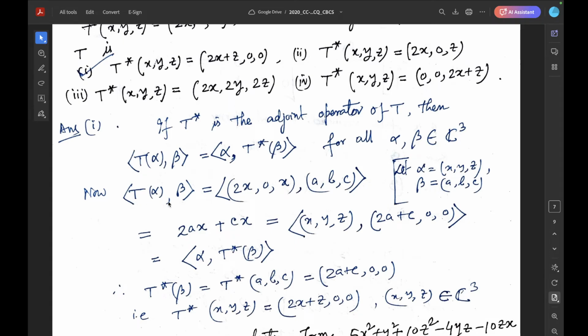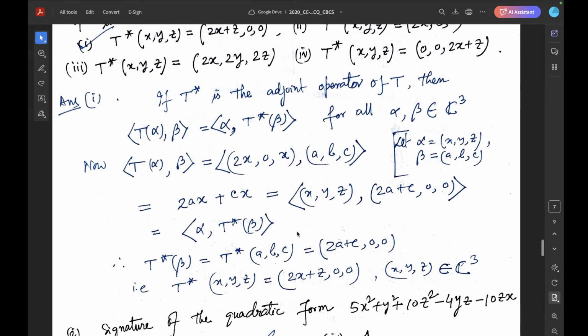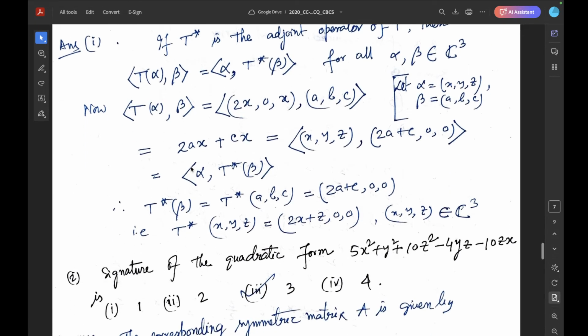Now, the inner product of T alpha comma beta equals the inner product of the vector (2x, 0, x) with the vector (a, b, c). Let alpha equal to this, beta equal to this. So we can write 2ax plus cx, and we can write this as the inner product of (x, y, z) comma (2a plus c, 0, 0). This is equal to the inner product of alpha comma T star beta.